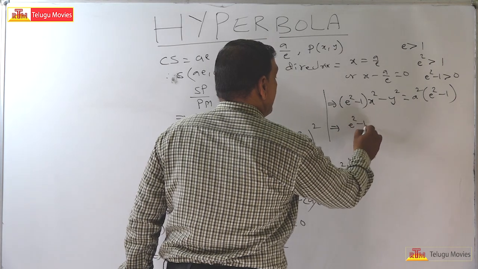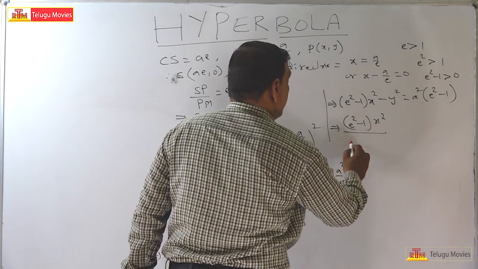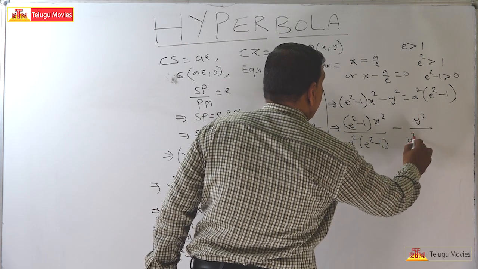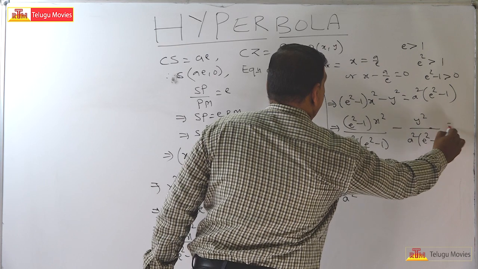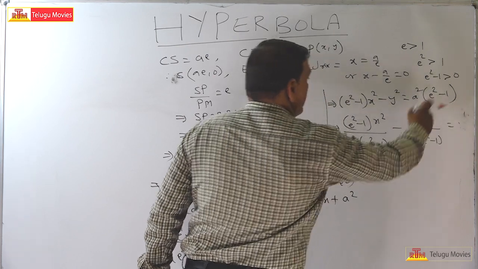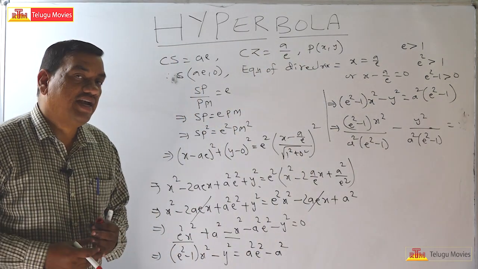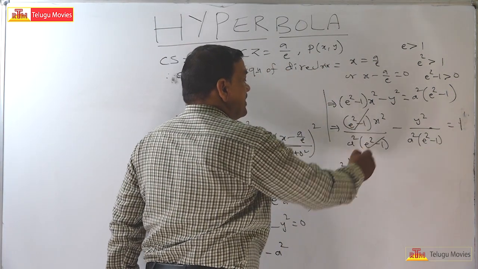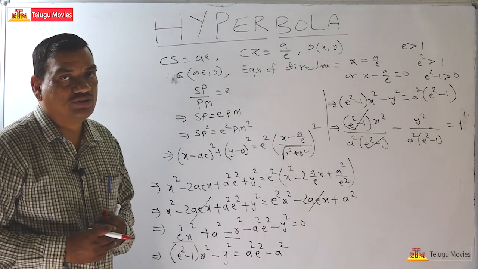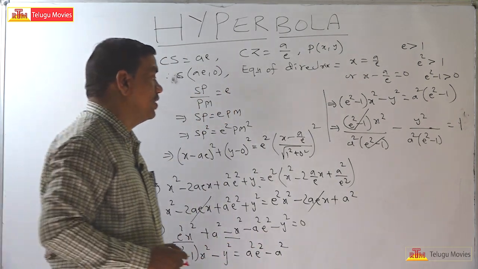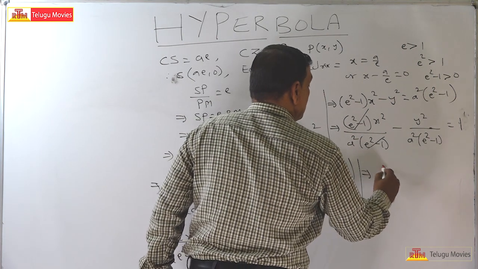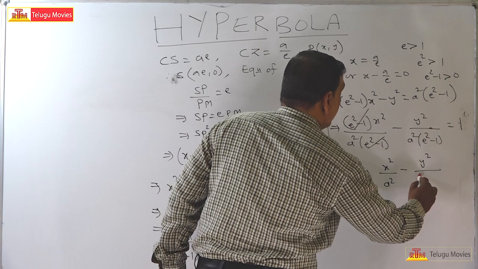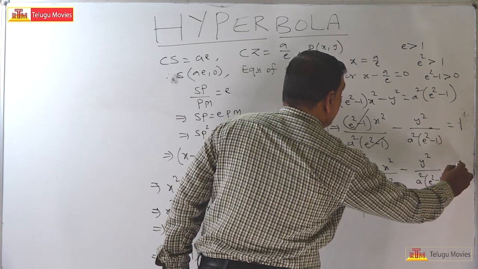So, this is e square minus 1 by a square into e square minus 1 times x square, minus y square by a square into e square minus 1, into a square by e square minus 1, a square by e square minus 1 gets cancelled. So, here also e square minus 1 gets cancelled. Why? Because e square minus 1 cannot be equal to 0. Now, we have x square by a square minus y square by a square into e square minus 1 is equal to 1.